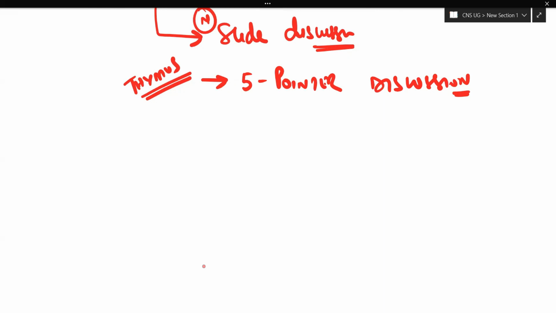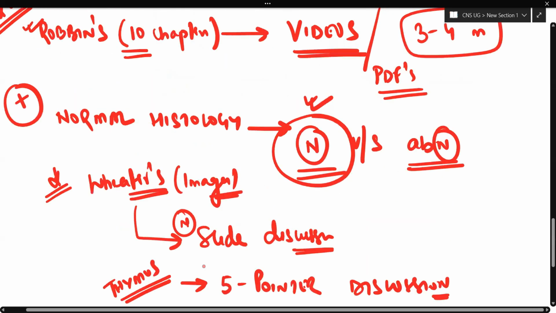So this is the 5-pointer normal slide discussion that we are going to start in our first year MD pathology group. This is something that we are going to start from this year. Is this very clear? We are starting this because you have to understand the normal histology so as to understand the abnormal histology. Is this very clear to everyone?